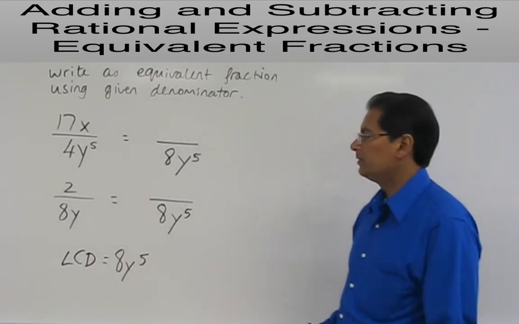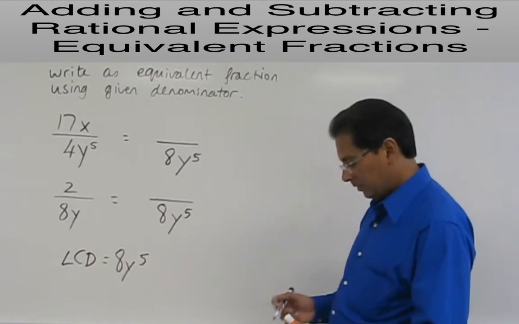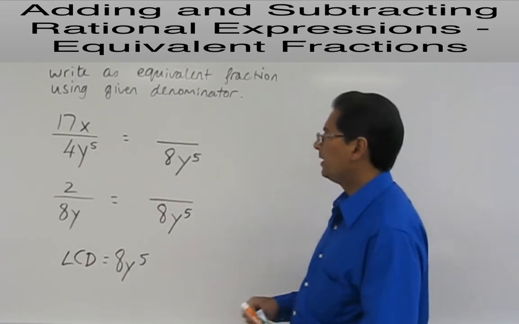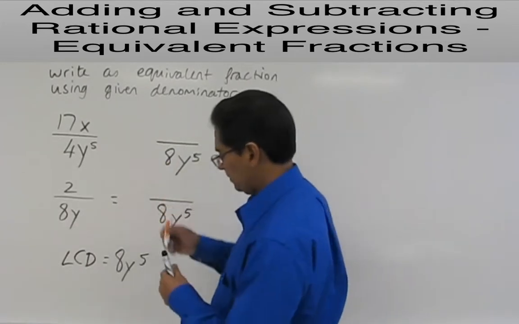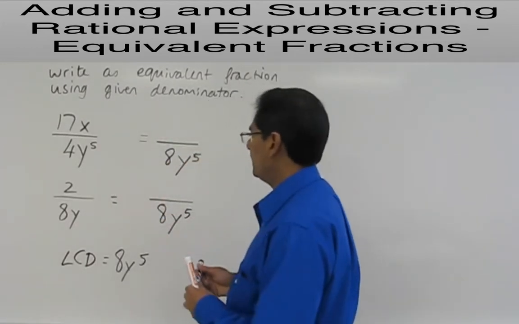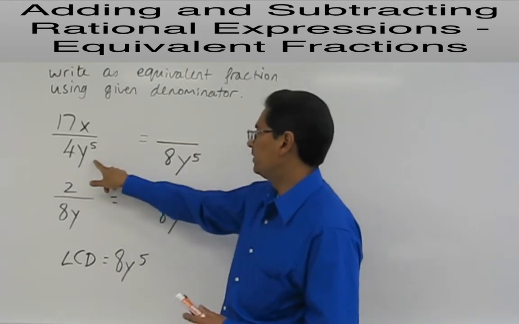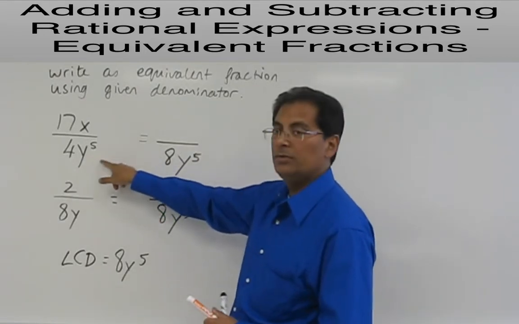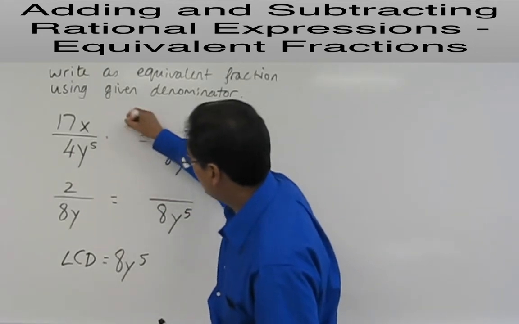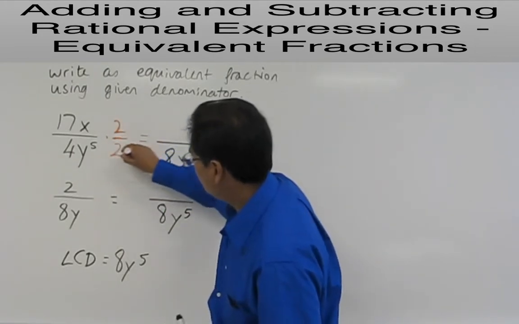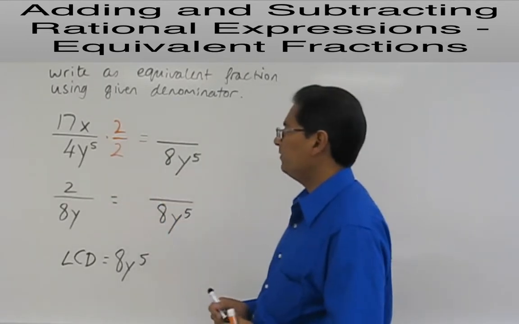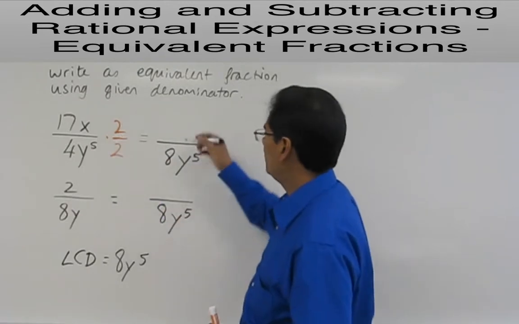Now we want to write these rational expressions as equivalent fractions using 8y to the fifth as the denominator. And let's take the top one. What should we multiply by to get 8y fifth? Well, we can see here, if I just multiply by 2, I get 8y fifth on the bottom. So all we need to do with this one is multiply by 2 over 2. And so 4y fifth times 2 gives me the 8y fifth, and 17x times 2 gives me 34x.